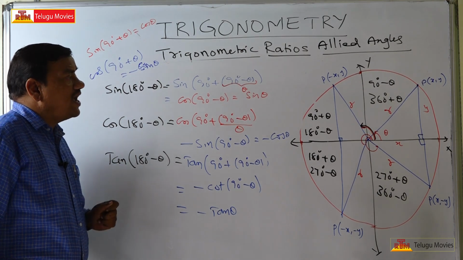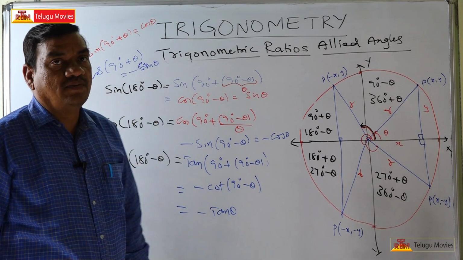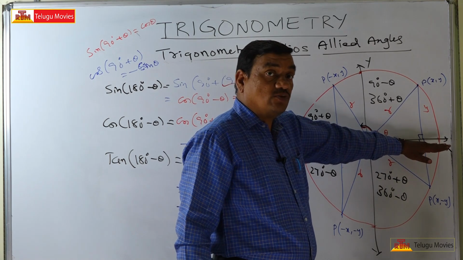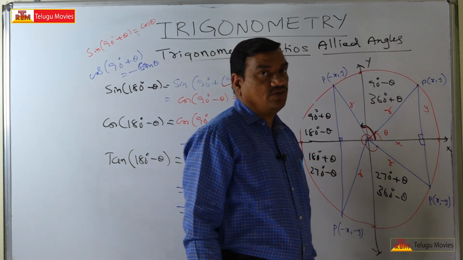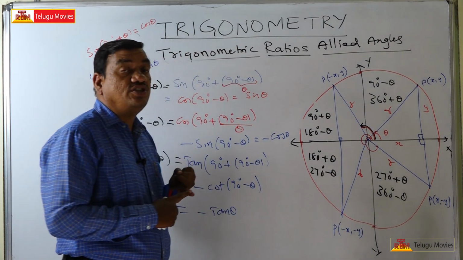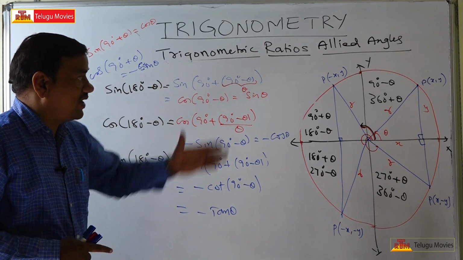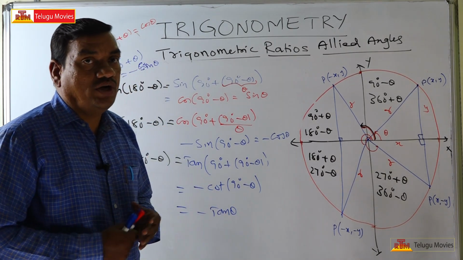Now we are going to see the trigonometric ratios of quadrant angles. Quadrant angles means, as I already explained, 0 degrees, 90 degrees, 180 degrees, 360 degrees. We are going to see what sine 0, cos 0, tan 0, cosecant 0, cot 0 are, and I am going to explain that. And what are sine 90, cos 90, tan 90, that also I am going to explain.